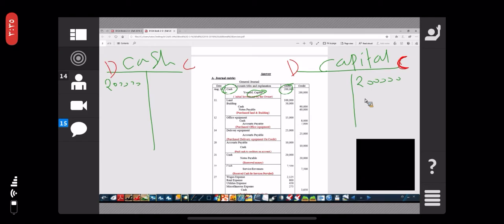Second journal. How many items in the second journal? How many accounts? 4 accounts. So we need to open how many T accounts?